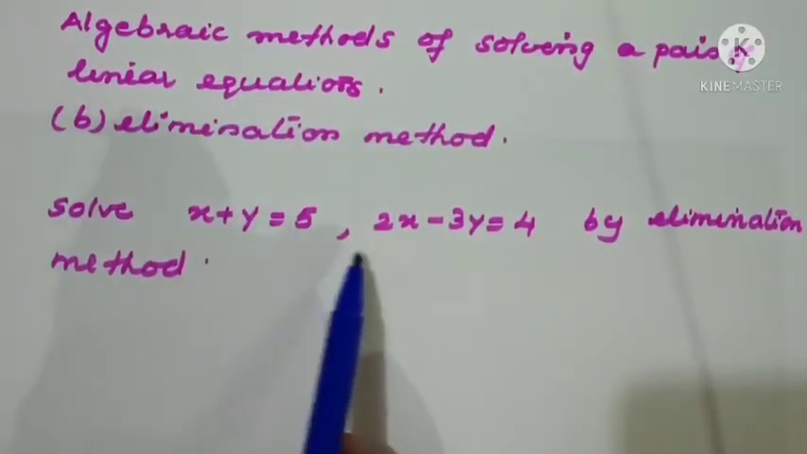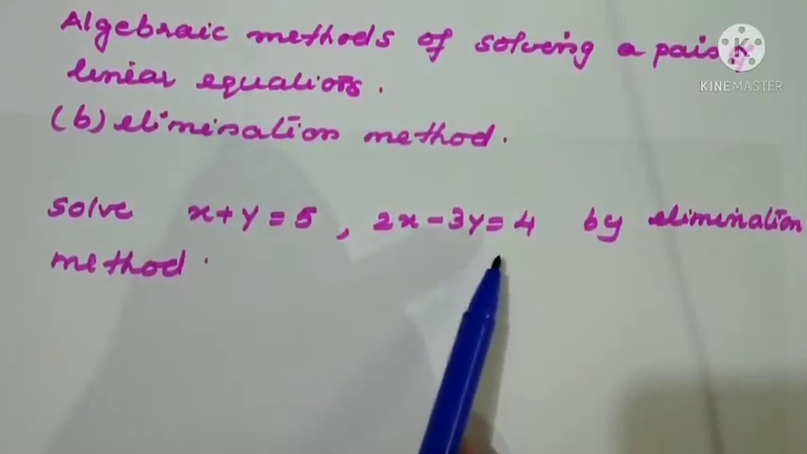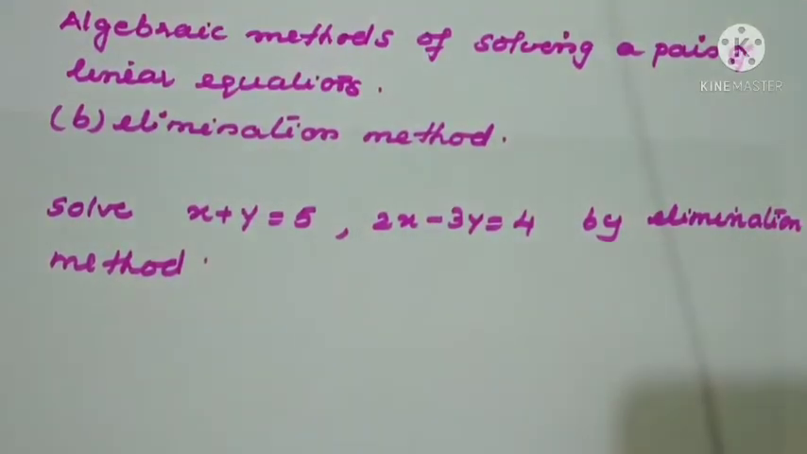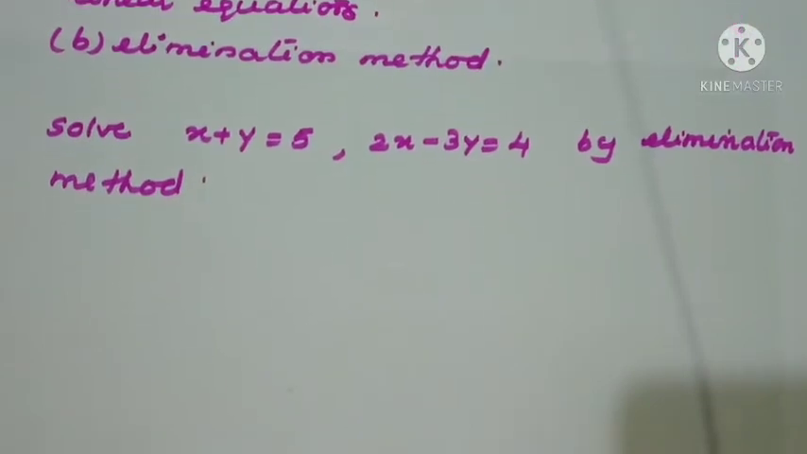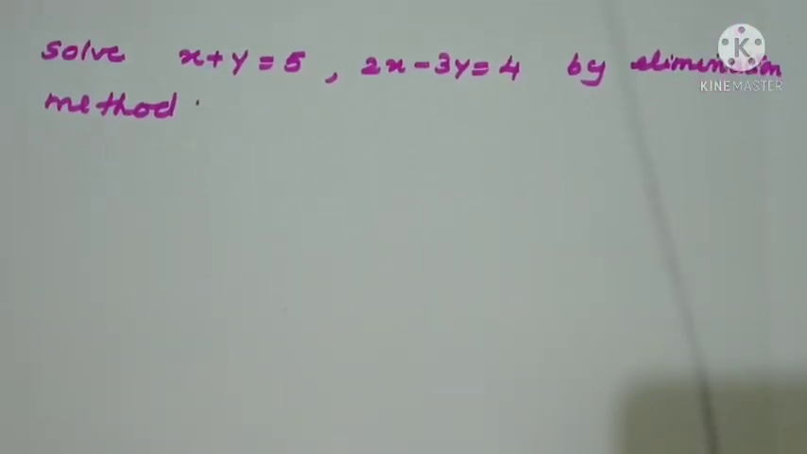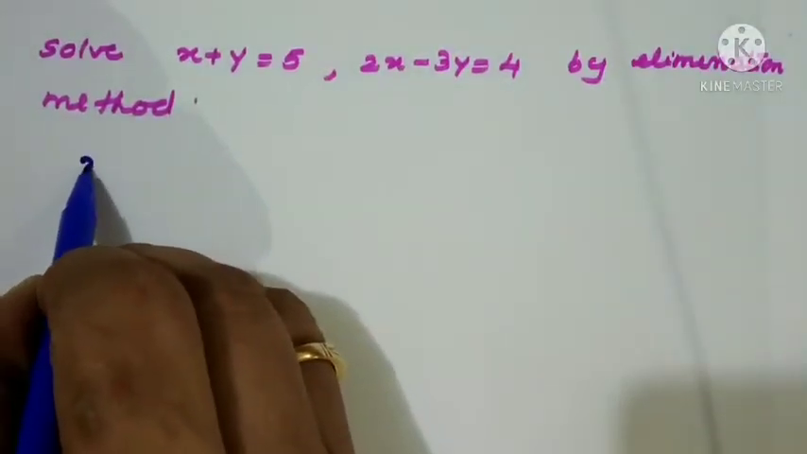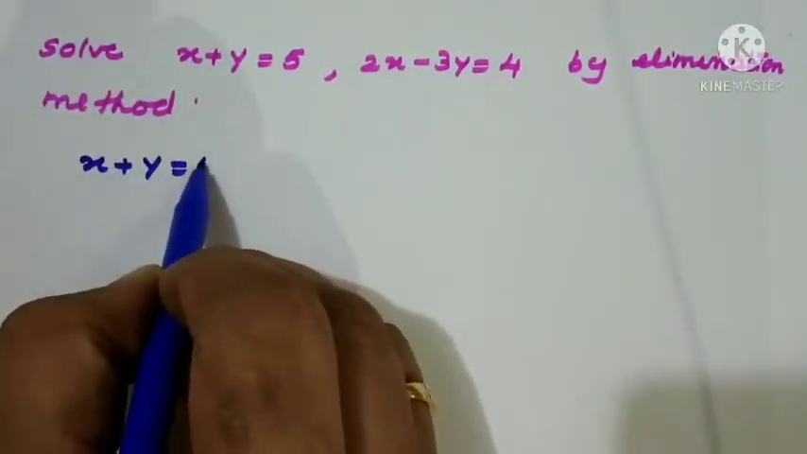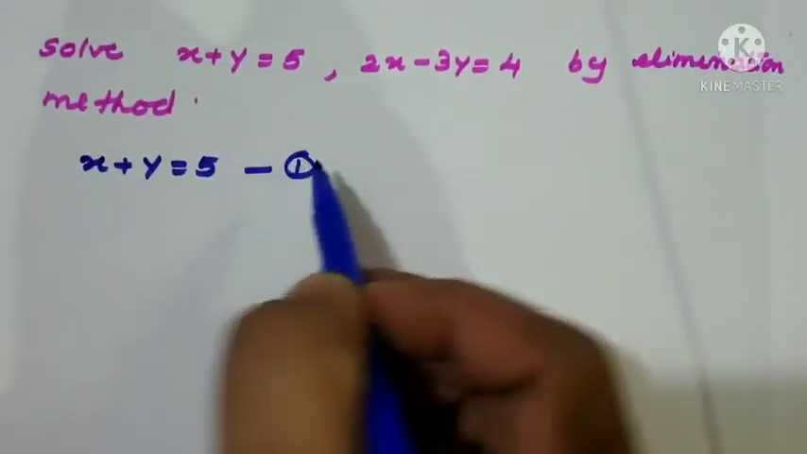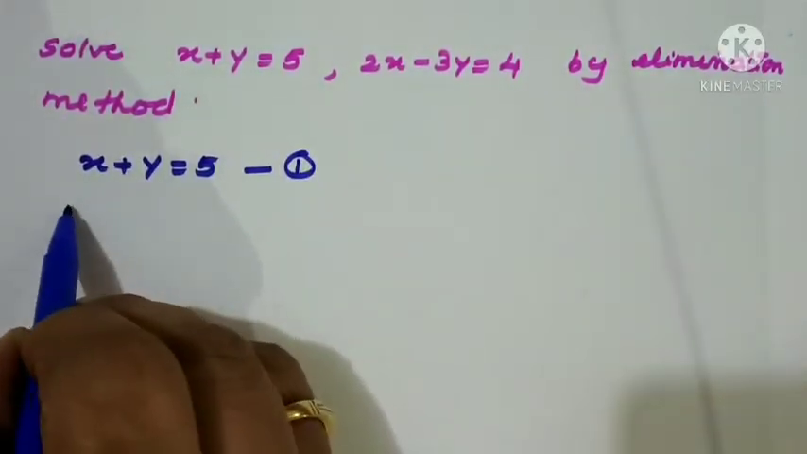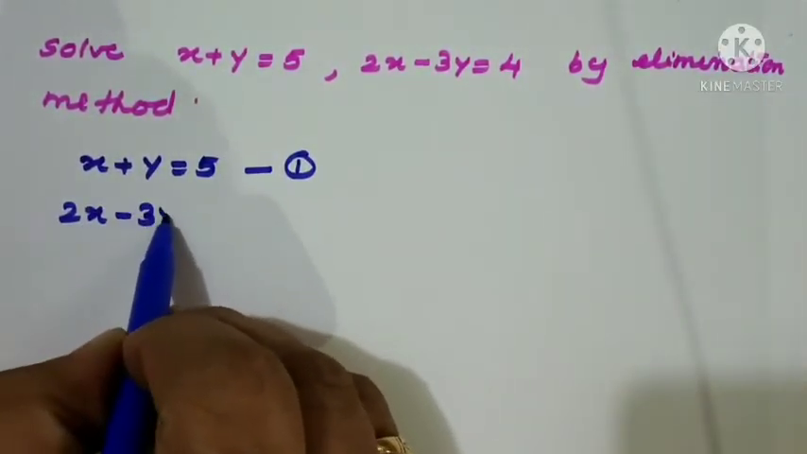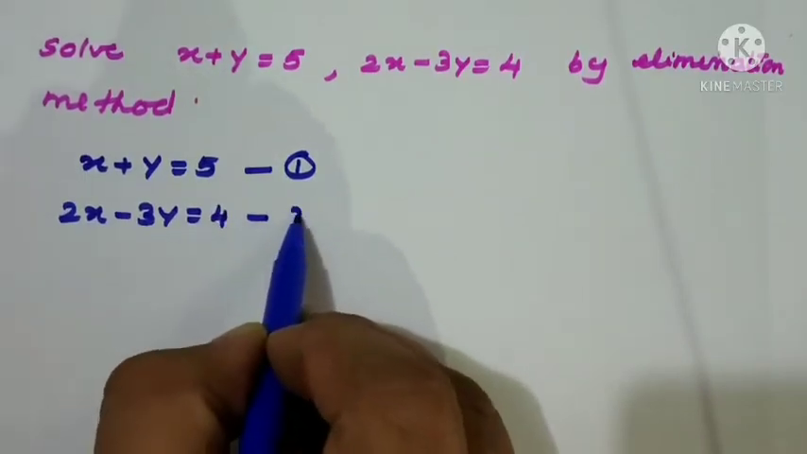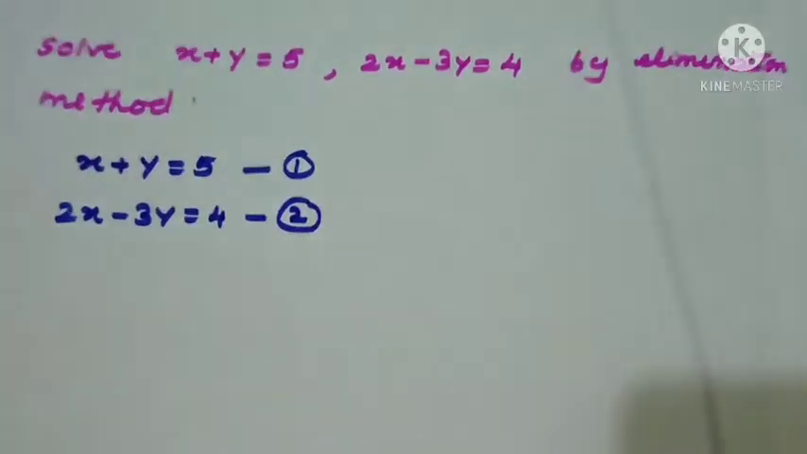Solve x plus y equal to 5 and 2x minus 3y equal to 4 by the elimination method. Last time what is the word we have used? Substitution method. This time we are going to learn about the elimination method. So that is the second method. So I'll write the equations. x plus y equal to 5, equation number 1. 2x minus 3y equal to 4, equation number 2.